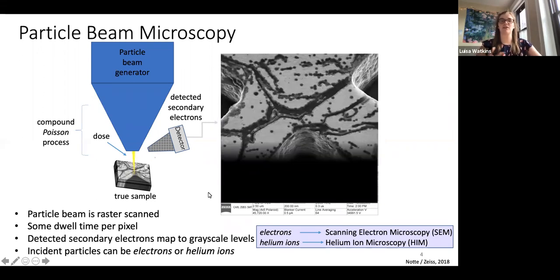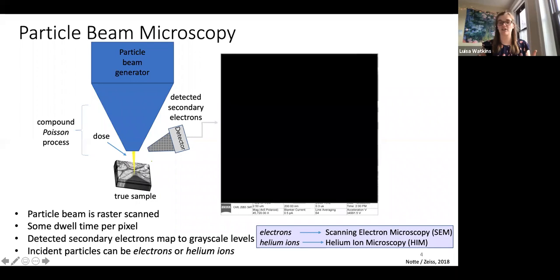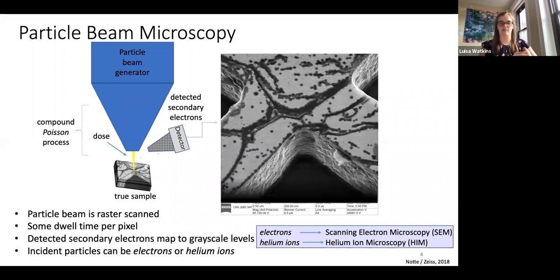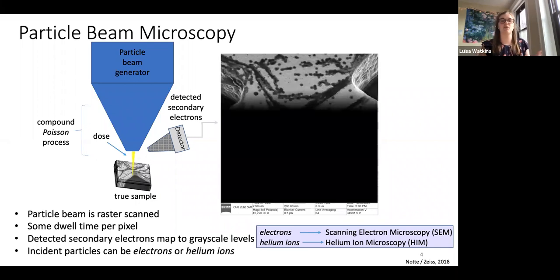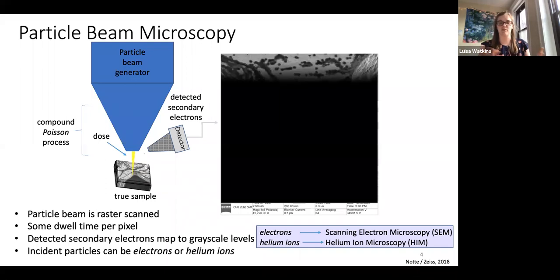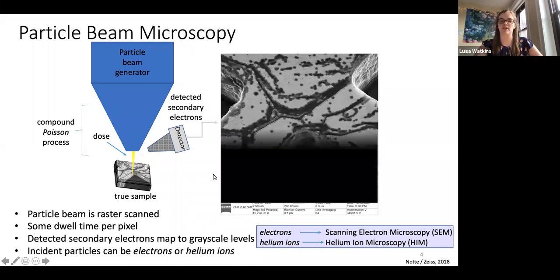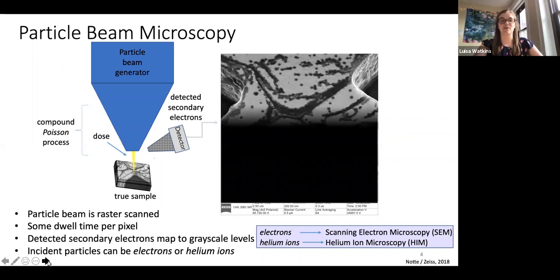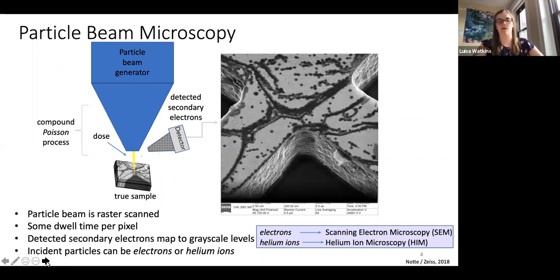Later, when I go through my simulation results, I'll show an example of each, and how it can be more difficult when we have fewer secondary electrons, meaning less information, but how we can still try to reconstruct images of what those samples look like. So this is the particle beam microscopy setup.